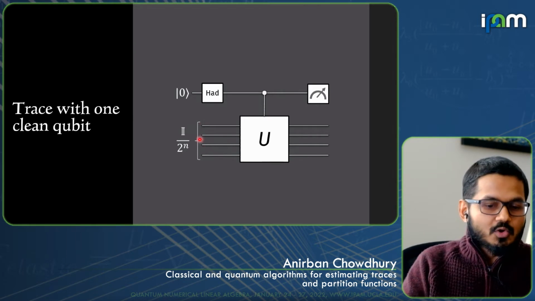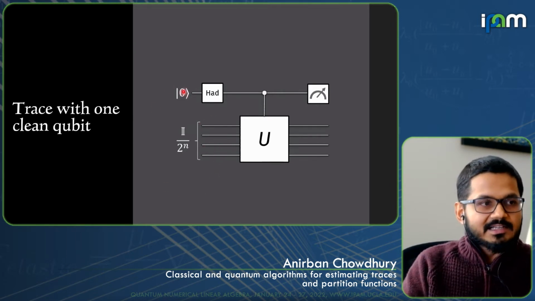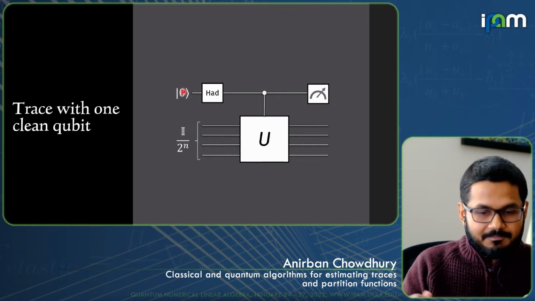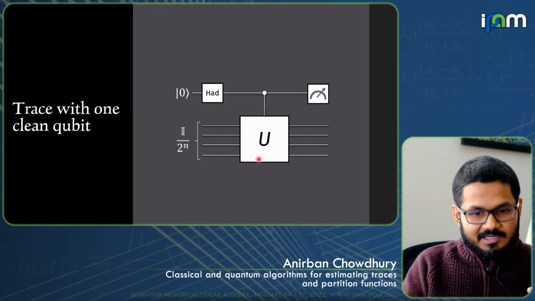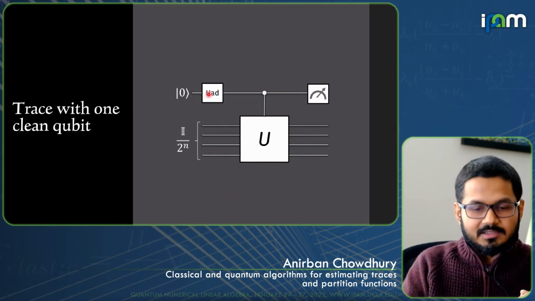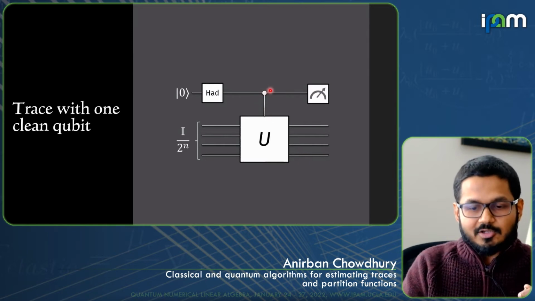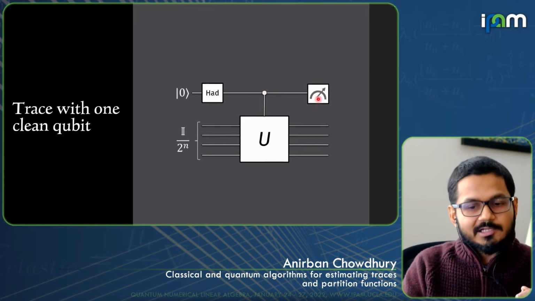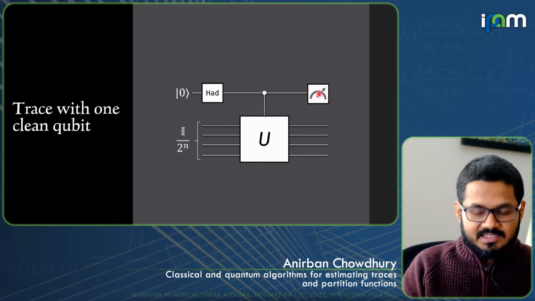So there's no coherence at all in these qubits. And then at the top, you have a single qubit, which has coherence. It's a clean qubit. And the canonical thing you do in this kind of setup is that you apply a Hadamard to the clean qubit. Then you do a controlled unitary, the control being on this clean qubit. And then you do measurements, single qubit measurements on this lone clean qubit. Okay. And that's all we are allowed to do in this kind of setup.